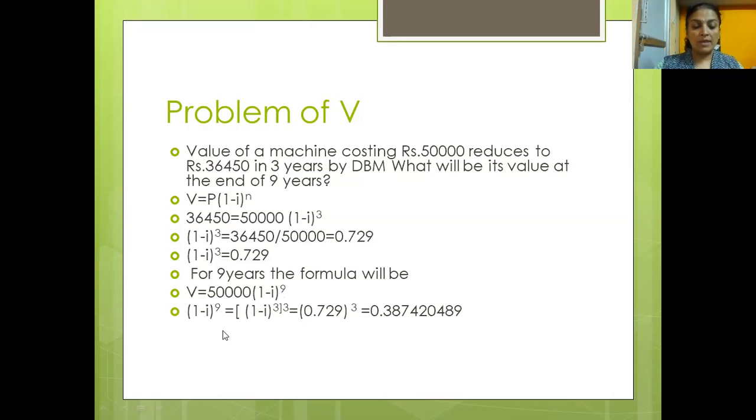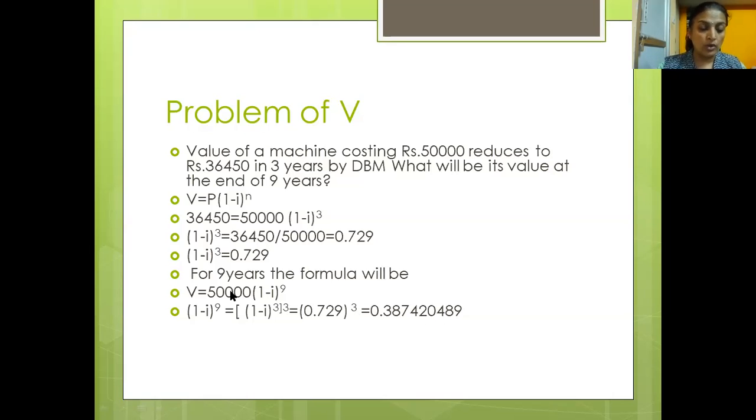So 1 minus I raised to the power of 9 can be rewritten as 1 minus I raised to the power of 3, raised to the power of 3. 3 into 3, 9. So we are writing it like this because we know 1 minus I raised to the power of 3. What is the value of it? That we know, 0.729. So that we can keep, and raised to the power of 3 again we have to make, then we will get 0.387420489. So 1 minus I raised to the power of 9 is equal to this much.